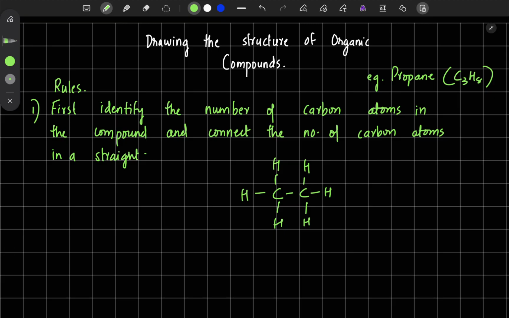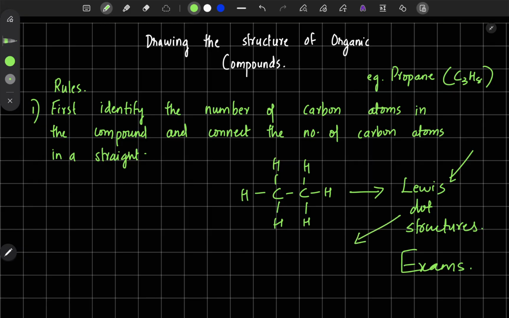If you are able to draw these structures, it is very easy to draw the Lewis dot structure from it. It is important because drawing Lewis dot structures will come in your exams, since questions like that are there in your exercise, so chances are high it will come for your exam. How to make the Lewis dot structure we will see in another video. In this video we will learn about drawing structures like this.